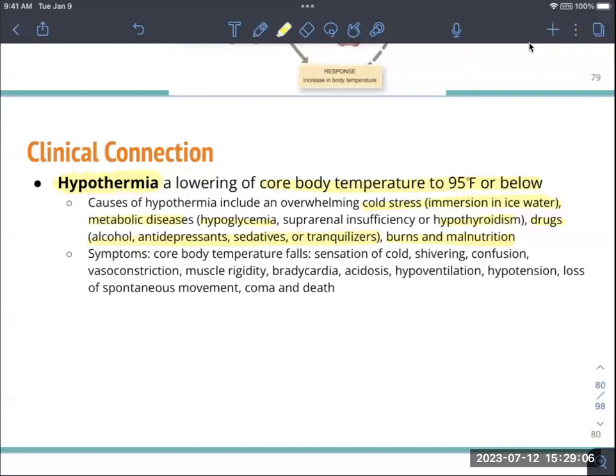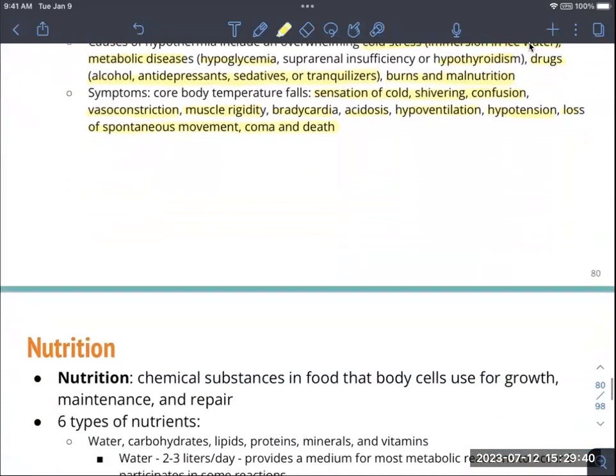So when your core body temperature falls below 95, you feel cold, you shiver, you can start being confused. Vasoconstriction occurs, your blood vessels constrict so the blood stays to your core organs, your muscles get stiff. Your heart rate slows down. It can cause acidosis, hypoventilation, hypotension, low blood pressure, low breathing rate. You lose any spontaneous movement. It can lead to coma and eventually can lead to death.